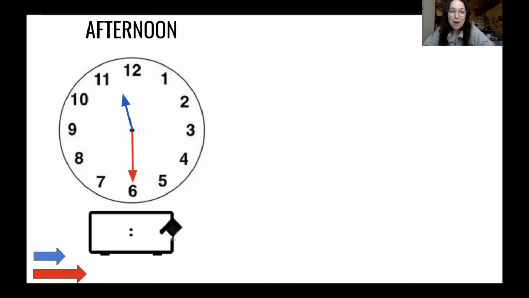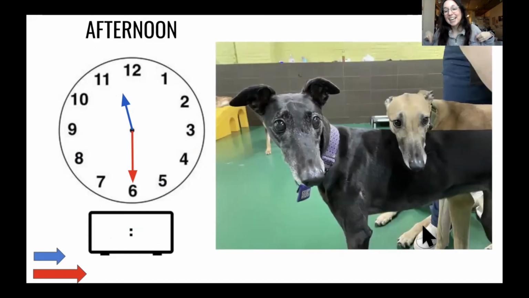Let's take a look at what Bobby was doing at 11:30 this afternoon. Drum roll, please. Bobby was hanging out with his best friend, Annie. This is Bobby right here. He is hugging his girlfriend, Annie. This is his best friend and girlfriend at daycare that he goes to. So Bobby's just hanging out with Annie at daycare. Aren't they so cute together?